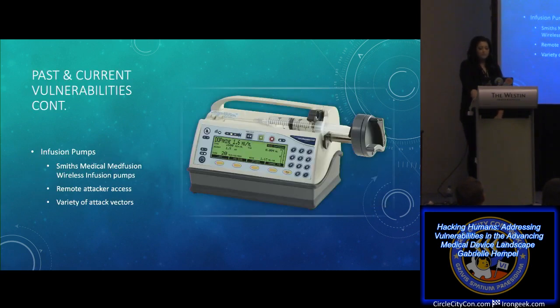Next up, we have infusion pumps, which are used to deliver medicine in controlled doses in a hospital setting. We're specifically going to talk about the Smiths Medical Medfusion wireless infusion pump, but similar vulnerabilities have been found in nearly identical pumps. It was discovered that remote attackers could gain access to both the communication and therapeutic modules in these pumps. There were various attack vectors: easy buffer overflows due to a lack of verifications, hard-coded credentials, improper access controls, and improper certificate validation.